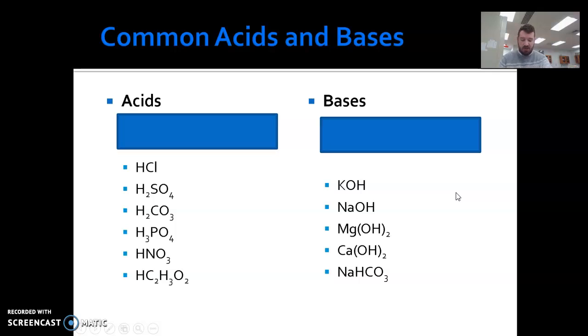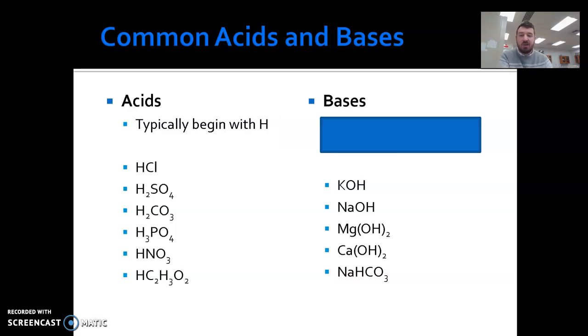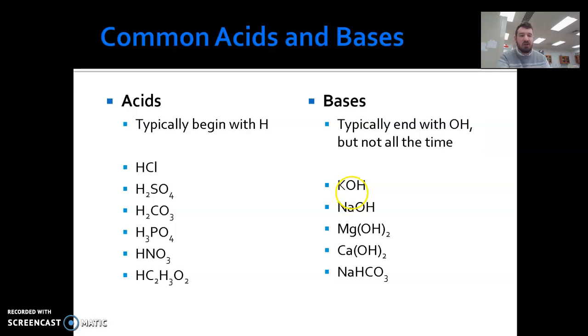All right. And then lastly, on the bottom of page 34, we have our common acids and bases. All right, so we can recognize our acids because they typically all begin with the element hydrogen. Right? All of our examples here start with the element hydrogen, and we can recognize our bases because they typically end with a hydroxide or an oxygen bonded to a hydrogen, but it's not always like that.